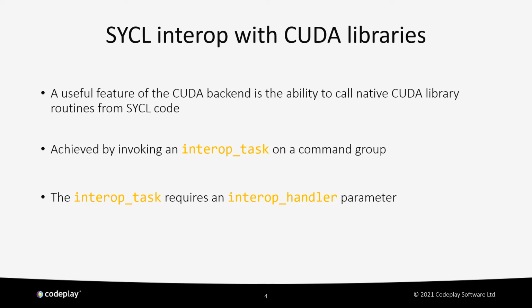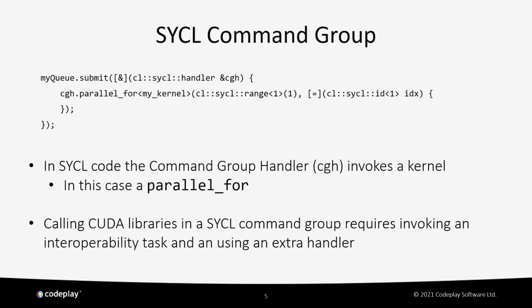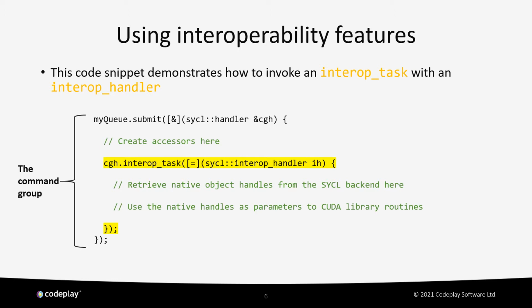Calling CUDA library routines from SYCL command groups requires a special kind of task called an interop task. This interop task takes an interop handler parameter. In regular SYCL code, the command group handler invokes a kernel. The same command group handler is used to invoke the interop task required for interoperability features. In this code snippet, you can see how the interop task is invoked through the command group handler. Note the interop handler parameter to the task lambda function. This will serve an important function later on.